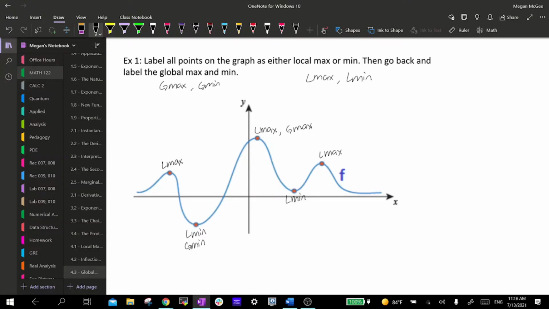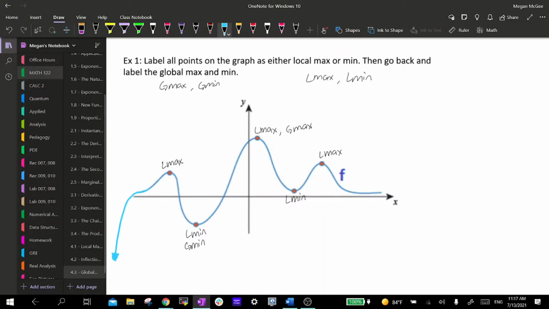Alright, and a singular point can both be a local max and a global max. Okay? So what if, for example, our function continued, let's see, and it went down like this? Okay? I guess I'll make it more of a point. So it ends at that point.